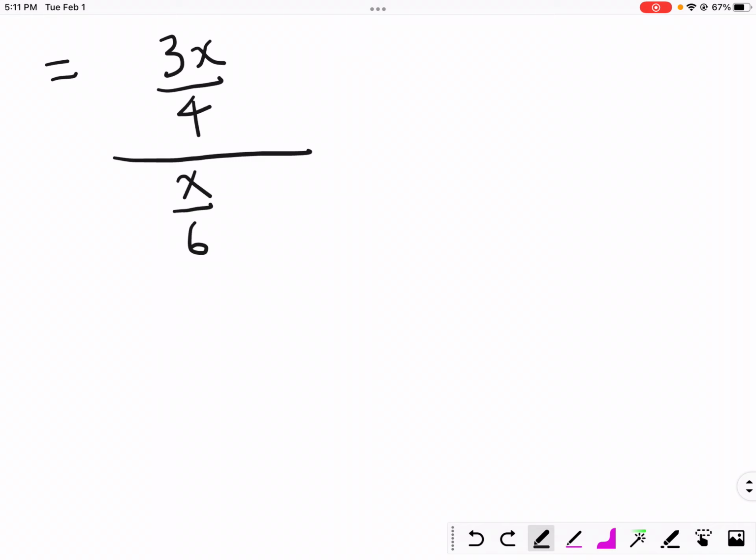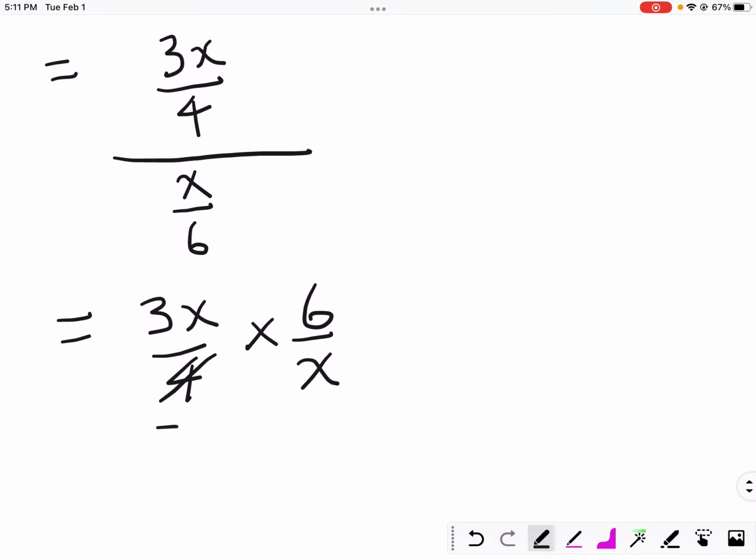Now that we have a division of two fractions, I'm going to rewrite this as a multiplication. When you divide by a fraction, you multiply by its reciprocal, or you flip and multiply. See, the 4 can be divided by 2. The 6 can be divided by 2. And the x's cancel. That's important.